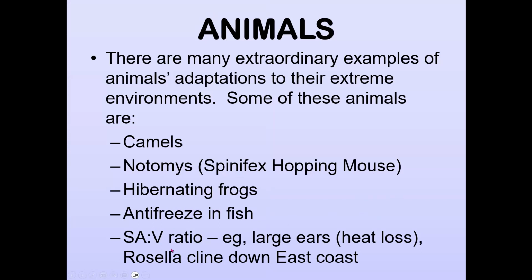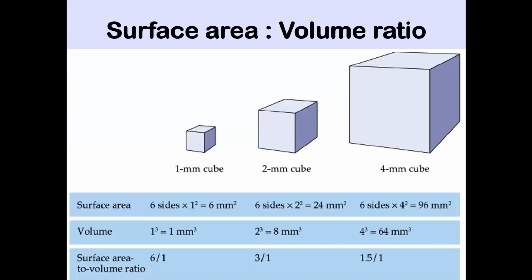Then we have the surface area to volume ratio, which I mentioned earlier. I knew it was coming. So, for example, large ears for heat loss. And also the rosellas down the east coast of Australia. That comes into that. I'll show you. Before we do, I better explain surface area to volume ratio.